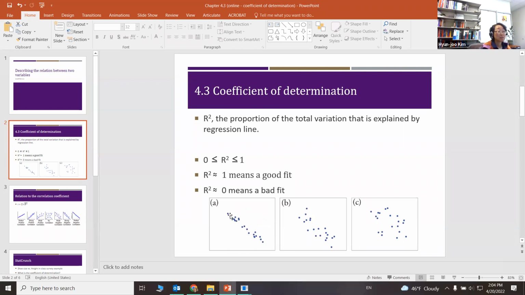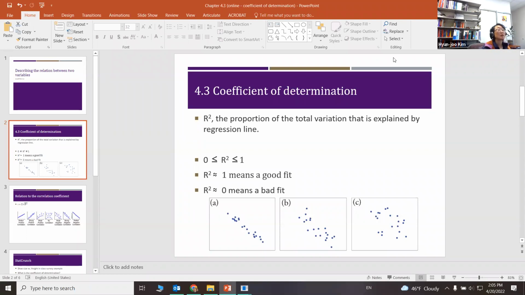In A, all the data is quite close to the line, on the trend. B is a little more spread out. C has the same trend, but much more variation. So we need to measure how much of the data variation this linear regression line explains. That's what R square is. By definition, it's the proportion of total variation that is explained by linear regression.